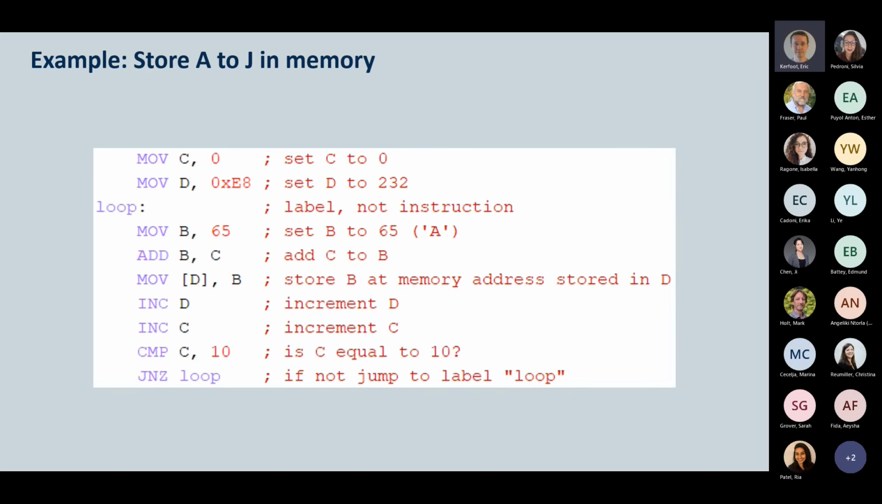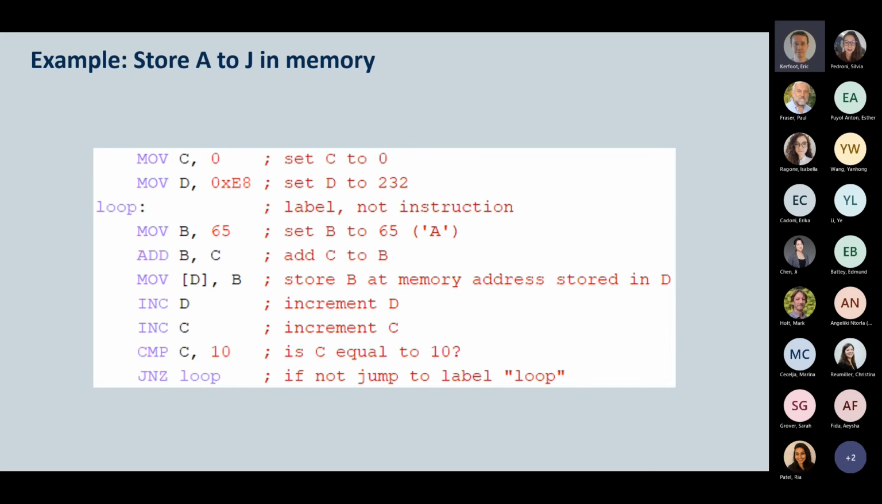And if it's not equal to 10, then the next instruction, which is a jump not 0, will be executed. So what will happen here is if C is not equal to 10, if the comparison is not 0, then our control flow will jump to where the label is. And our label is called loop in this case, and it can be anything you like. But what will happen is after the JNZ instruction, we will jump right up to where we set B for the first time. And so then we'll go through all this code once again.